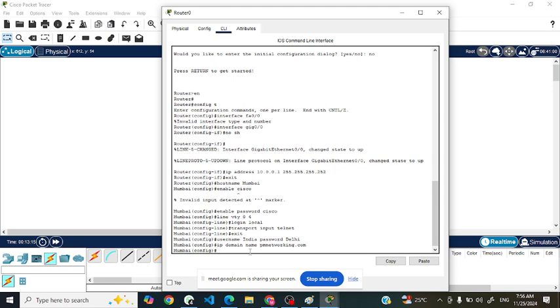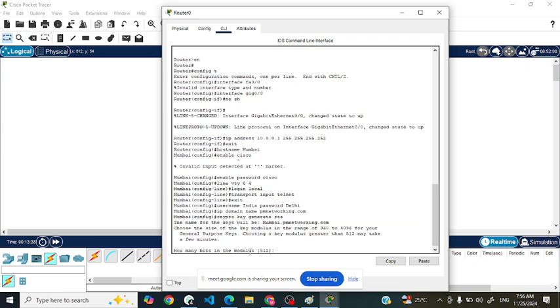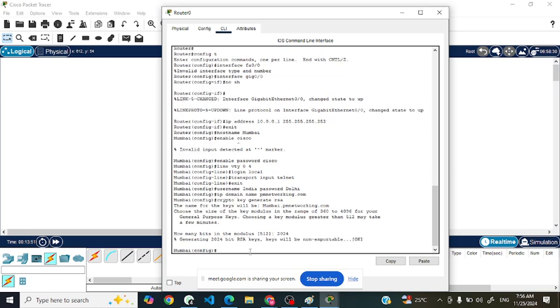And what will be the next command I should use? Crypto key generate RSA. Yes, crypto key generate RSA. Let me give you the crypto key size, 2048 bit.